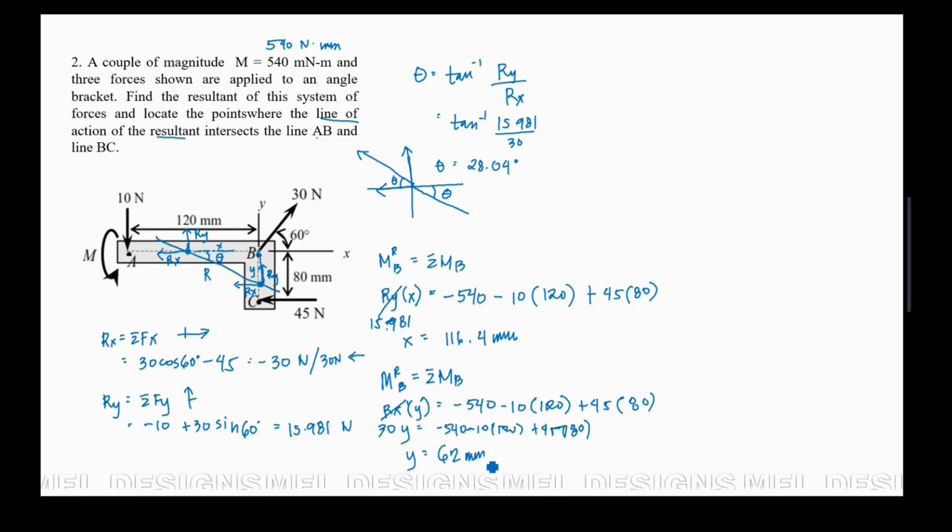Okay. So, upon looking at the illustration, yung ating x is equal to 116.4. So, hindi siya lumagpas sa 120 millimeters natin. Therefore, we can assume na, somehow tama yung sagot natin because hindi niya nilagpasan yung 120 millimeter. And also for our y, makikita natin it is just 62 millimeter and it is lesser than 80. Therefore, yung line of action for our resultant is actually crossing line AB and line BC. So this will now be the final answer.